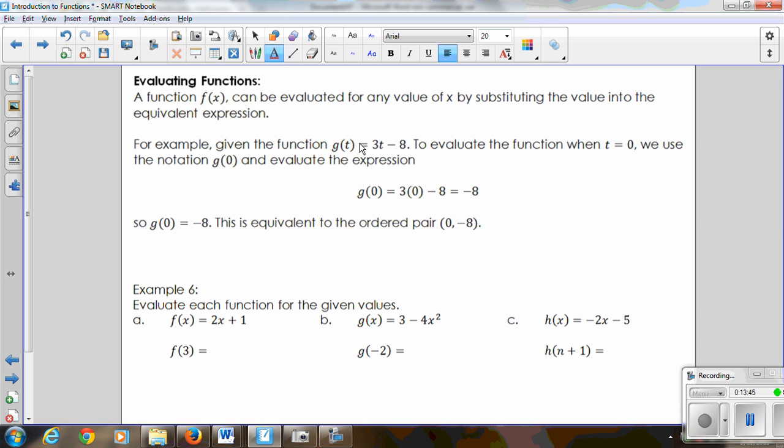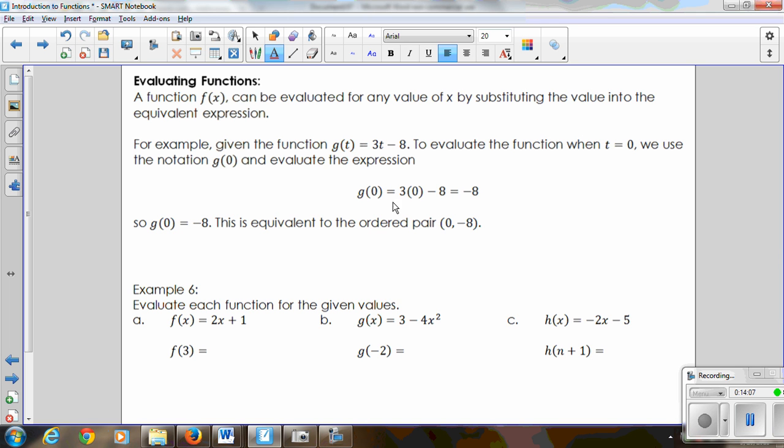So for example, let's say we're given a function, and notice here I'm not using f of x, I'm using g of t. And notice that it's the t variable that's within my equation. So g of t is equal to 3t minus 8. If I want to evaluate the function when t equals 0, then I'm just going to use the notation g of 0. Whatever goes inside those parentheses is what I'm going to replace my variable with. So I'm basically just replacing my t with a 0.